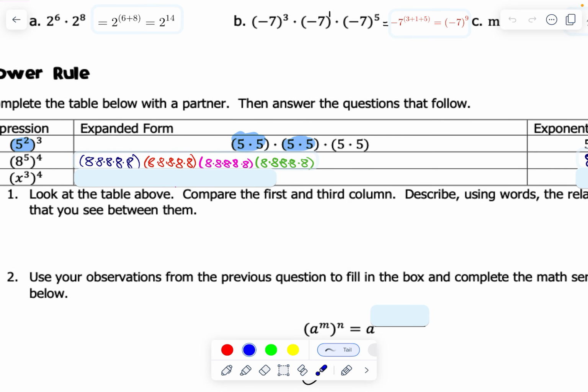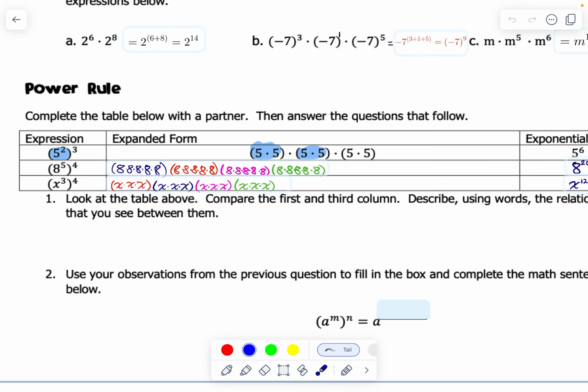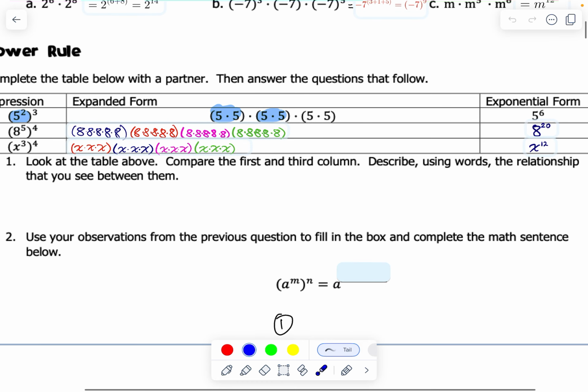If I do x cubed to the 4th, I'm going to have x cubed, or x times x times x, 4 times. So if I count up all those x's being multiplied together, I get x to the 12th. So look at the table above, and then in your own words, describe what you think the pattern is. So what's going on?